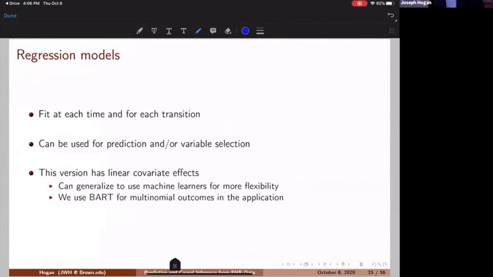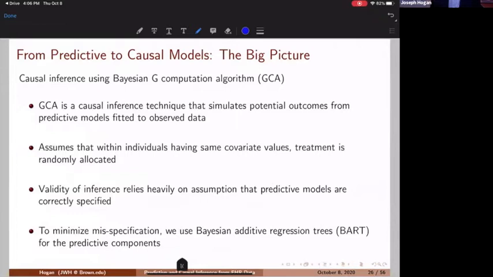So we fit a multinomial model. This version has linear covariate effects, has a lot of covariates, and what we eventually wind up doing is using something more flexible. You can use machine learning techniques to have something more flexible. So we're going to now go from predictive to causal models, but we're going to use the predictive models in the service of the causal models.